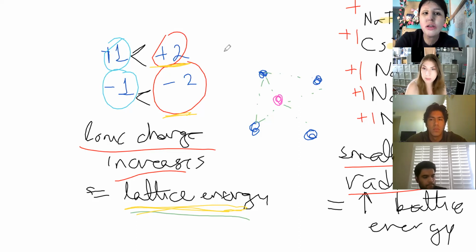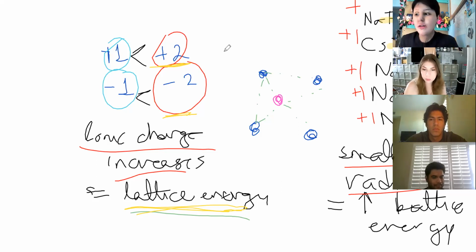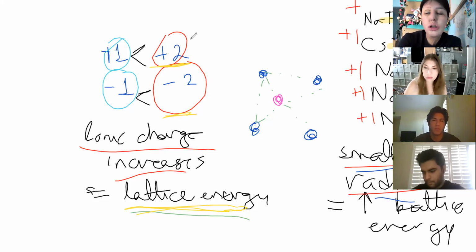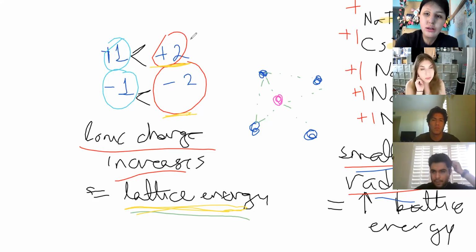Is there a huge difference in the charge? Do they have any differences in their charges? Nope. All right. So that's the first thing that we see. There's not really any difference. So we're going to go on to the next thing. The smaller ionic radius. Among the metals, which ones have the smallest ionic radius? Sodium or cesium?